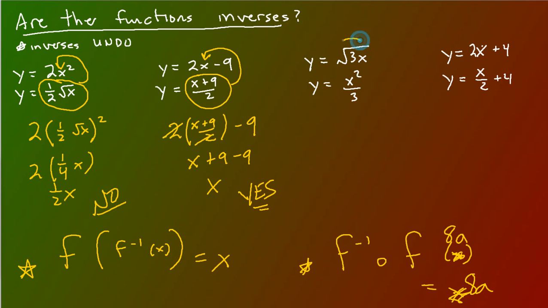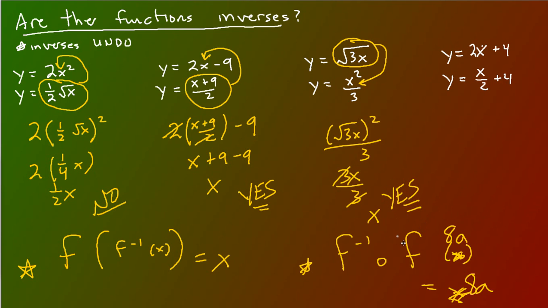All right, I'll do this one the other way. I could take this and put it into x down here, just to emphasize it doesn't matter which way I go. So I would get root 3x, squared, all over 3. Now a square undoes a root, so I get 3x over 3, and the 3's will cancel, leaving me with x. So yes, those are inverses. So if I compose the inverses and I just get x, then they were indeed inverses.